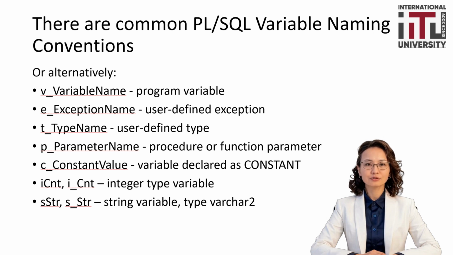We can also use naming conventions based on data types. For integers, we often use names like int or i. For strings, we use str. This way, we can immediately understand what kind of data the variable stores. Overall, consistent naming conventions help maintain clarity, reduce errors, and improve teamwork in development.